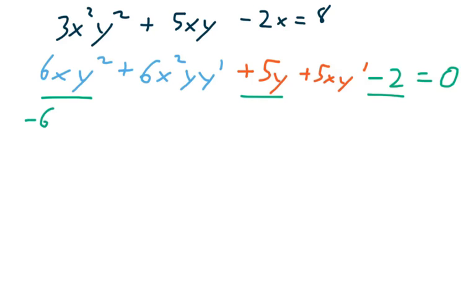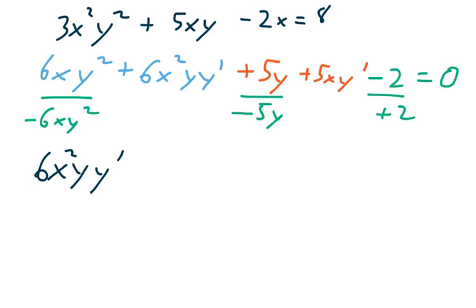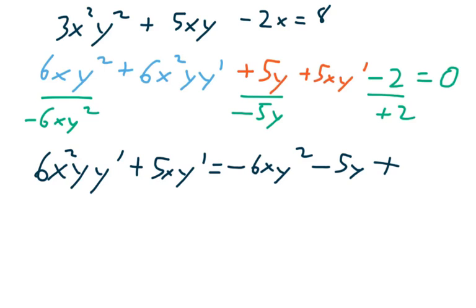So I'm going to subtract, and add to the other side. So due to my limited space, I'm going to move the 6x squared y prime over plus 5x y prime equals negative 6xy squared minus 5y plus 2.